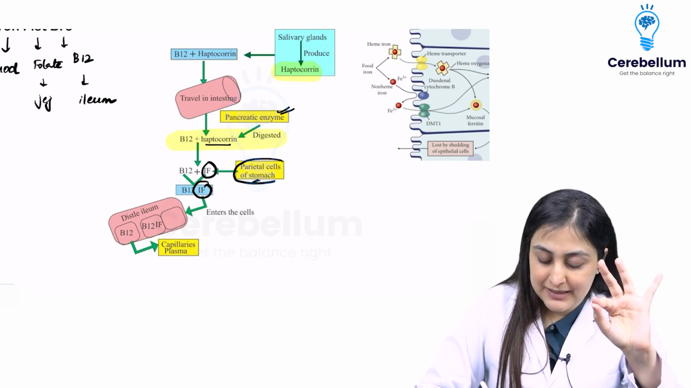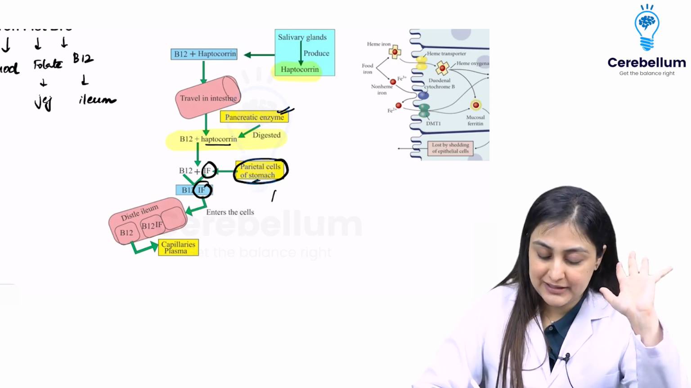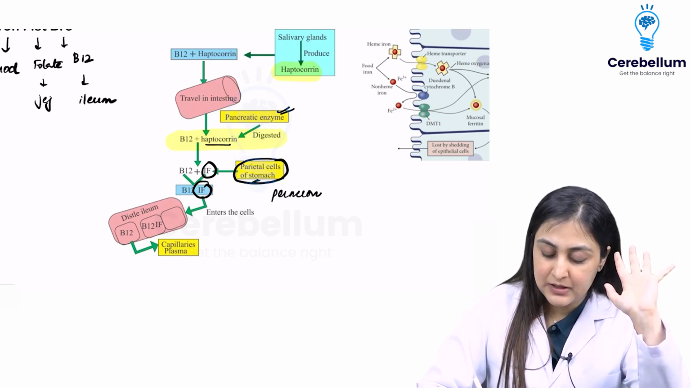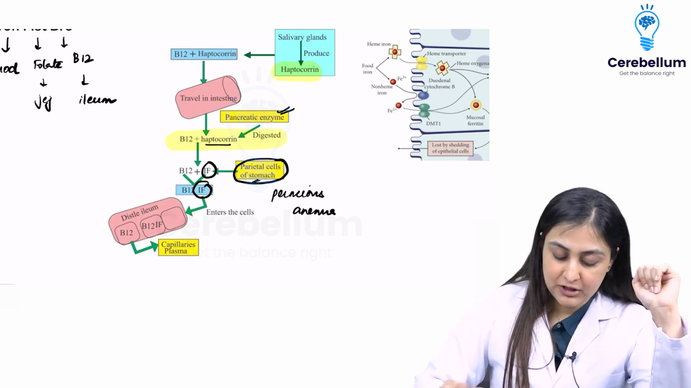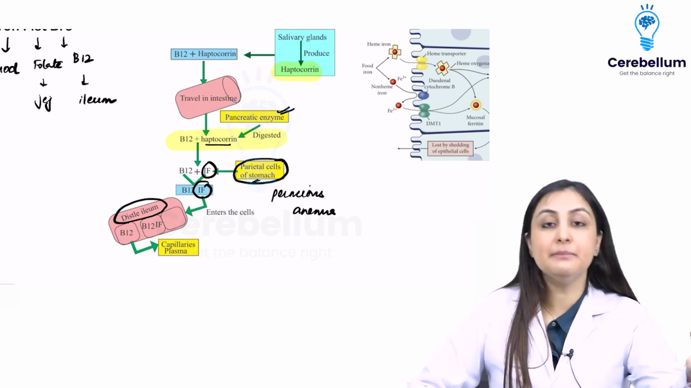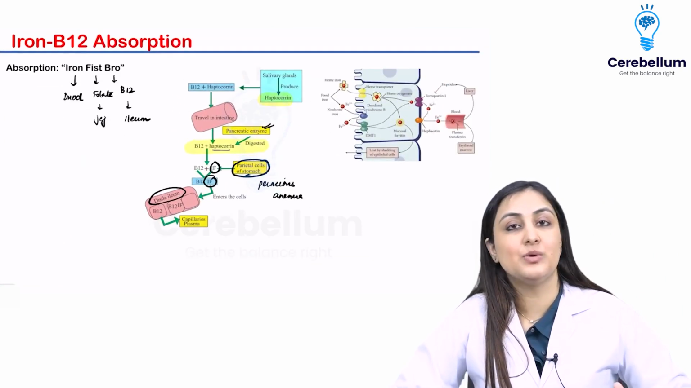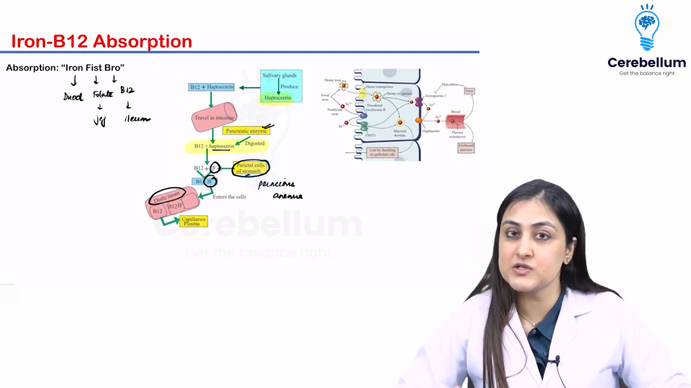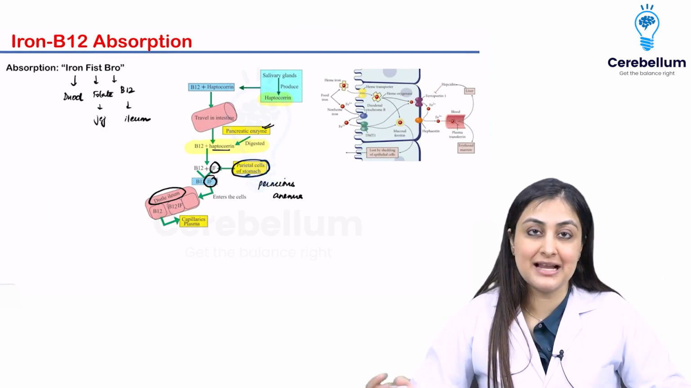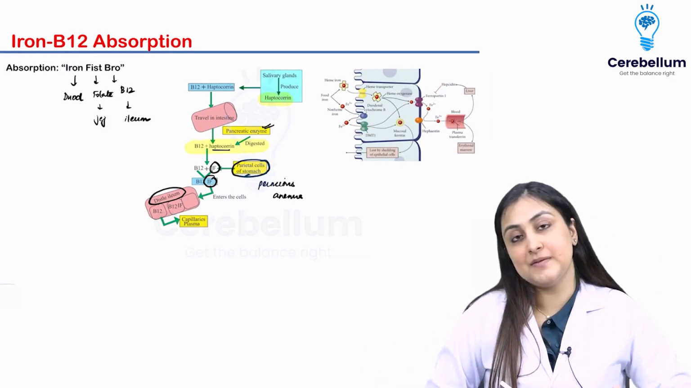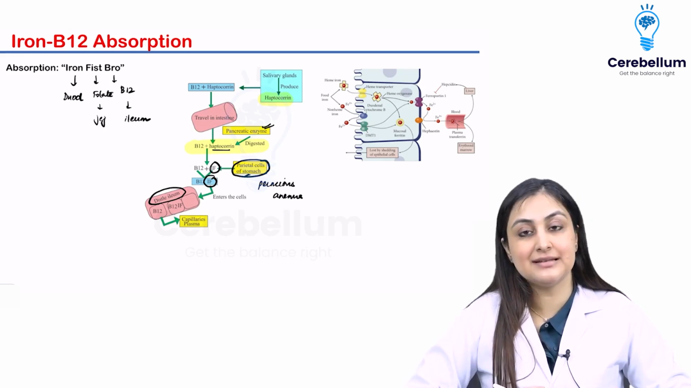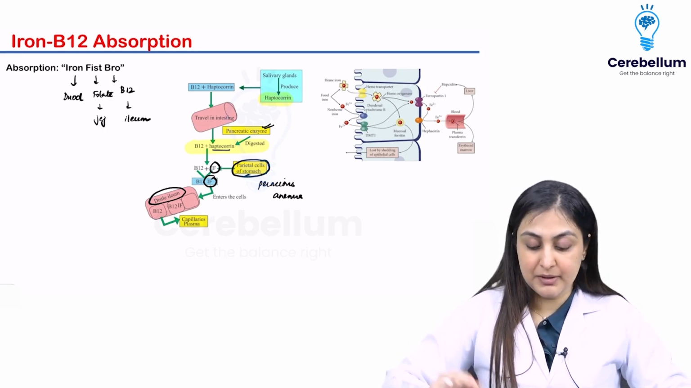If the parietal cells of the stomach are affected in pernicious anemia, then B12 absorption will suffer. And if you have a distal ileum pathology, for example Crohn's disease, tuberculosis, or any other disease like Whipple's disease, again B12 absorption will suffer. So these are the 3 points that you want to remember.